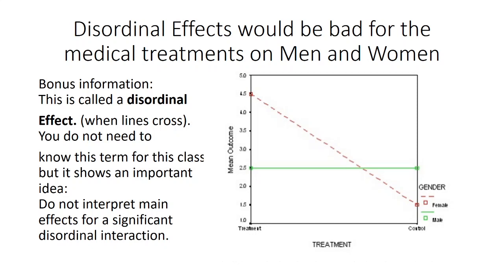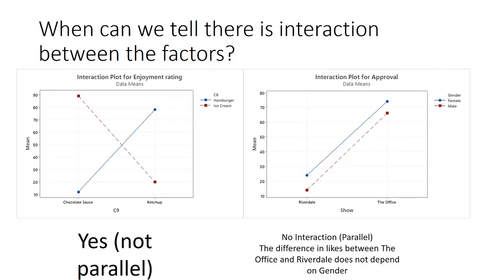In this case, if the lines cross, then that's called a disordinal effect. And the key takeaway here is, do not interpret main effects for a significant disordinal interaction, or basically for a significant interaction. So let's say how we can tell when there's interaction between factors. Well, if they cross, then we could say, yes, there is interaction, they're not parallel. And if they don't cross and look parallel, then we could say there's no interaction, at least graphically. Here, the difference in likes between The Office and Riverdale does not appear to depend on gender.